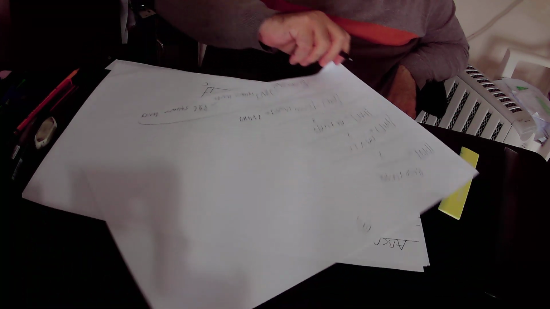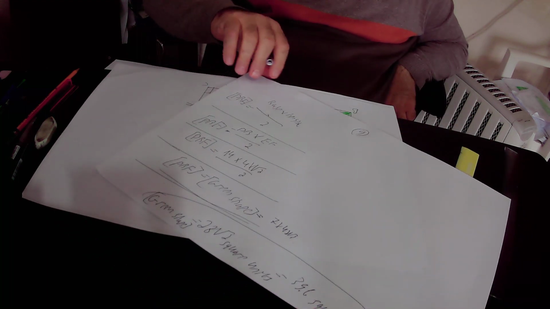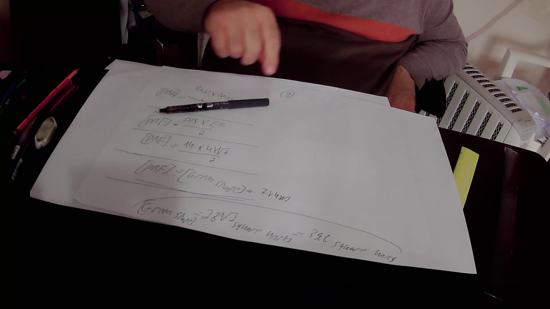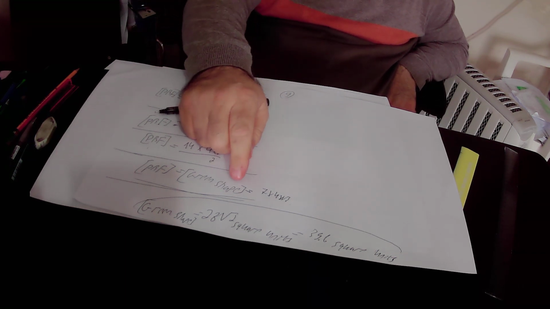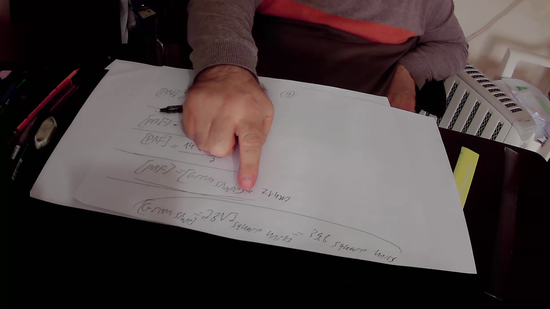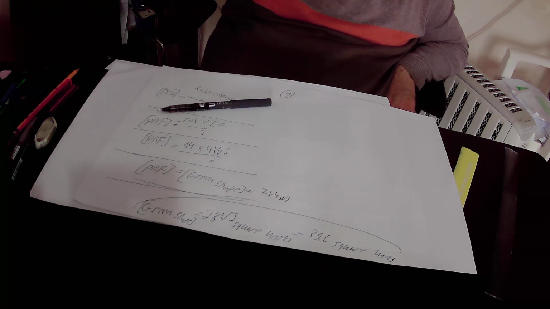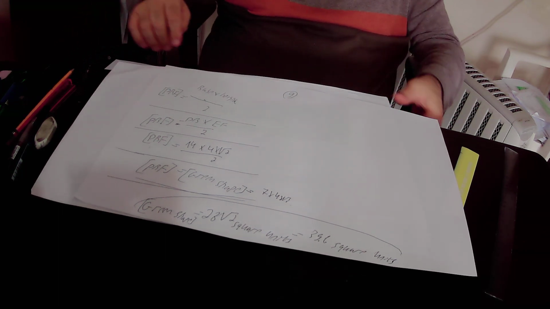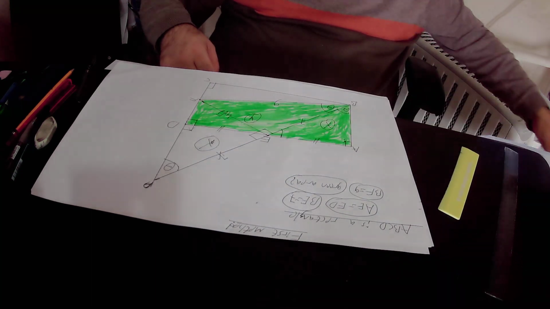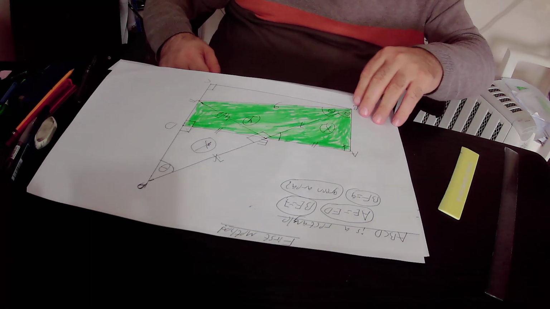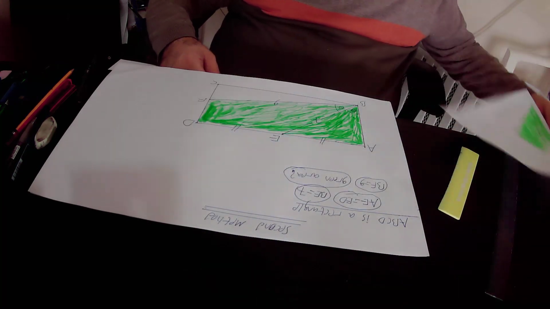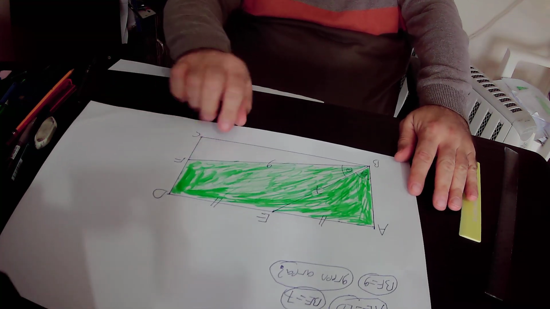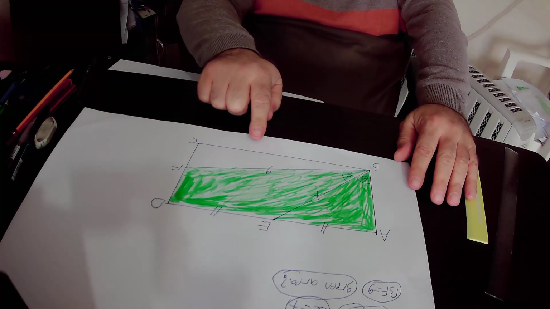I repeat again. The area of the green shape equals either 28 times root of 2 square units, or in terms of numbers, it equals 39.6 square units. So we finished the first method. In the next step, I will present to you how to find the area of this green shape according to the second method.